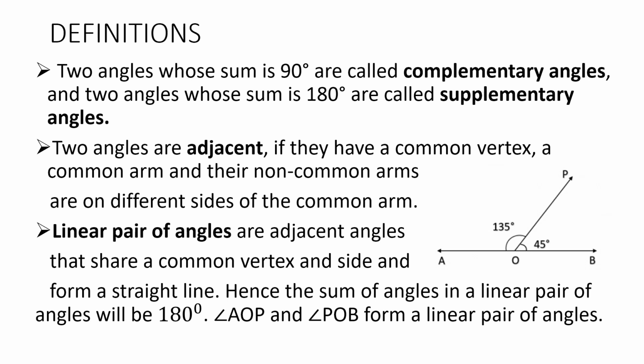Two angles are adjacent if they have a common vertex, a common arm, and the non-common arms are on different sides of the common arm. Then they are adjacent. A linear pair of angles, as shown in the figure, are adjacent angles that share a common vertex and a side and form a straight line. That means they are adjacent angles first of all, and the two opposite arms, or the non-common arms, lie on the straight line. Hence, the sum of the angles in a linear pair will always be 180 degrees. In the given figure, angle AOP and angle POB form a linear pair of angles.